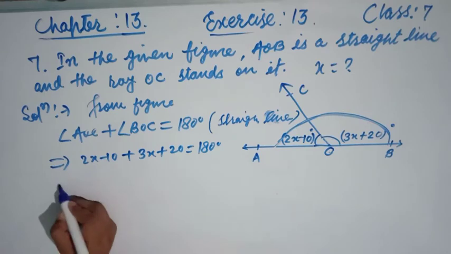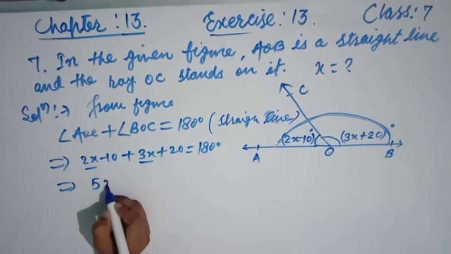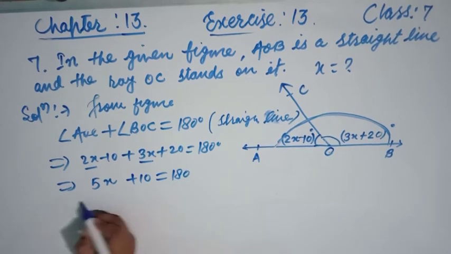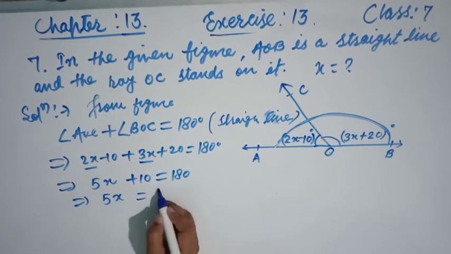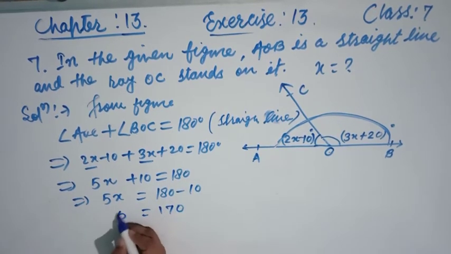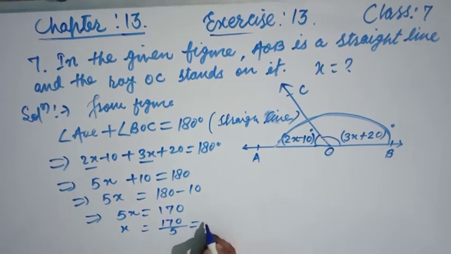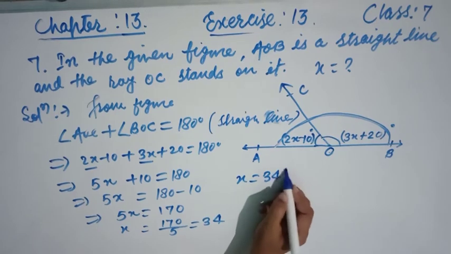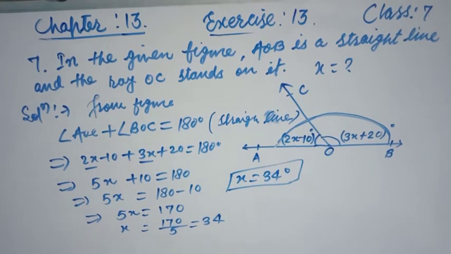Now solve. 2x plus 3x is 5x, friends, minus 10 plus 20 is plus 10, equal to 180. So this is 5x equals 180 minus 10, so this is 170. Now x is equal to 170 by 5. 5 threes are 15, 5 fours are 20. So x is equal to 34 degree. So this is your answer. So you can match 34 degree, and also find AOC and BOC.